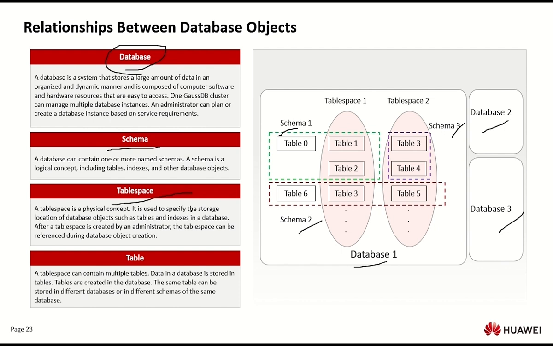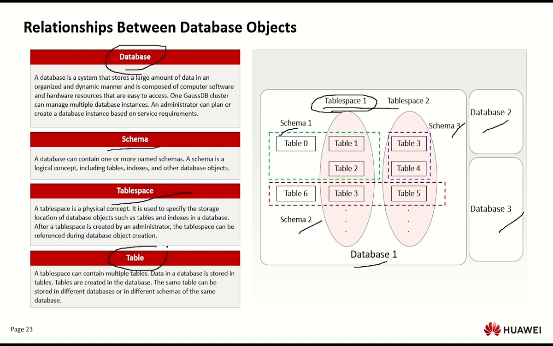Then we have a table space. In GaussDB, the table space concept is not the same as Oracle. In Oracle, a table space is a logical concept that contains multiple physical data files. In GaussDB, we don't have the data files concept. The table space itself is a physical file. So you can consider that in GaussDB we combine the concepts of the table space and the data files to make it both physical and logical.